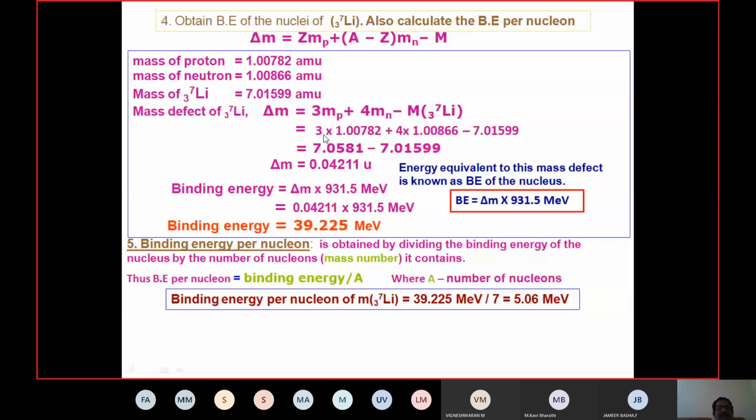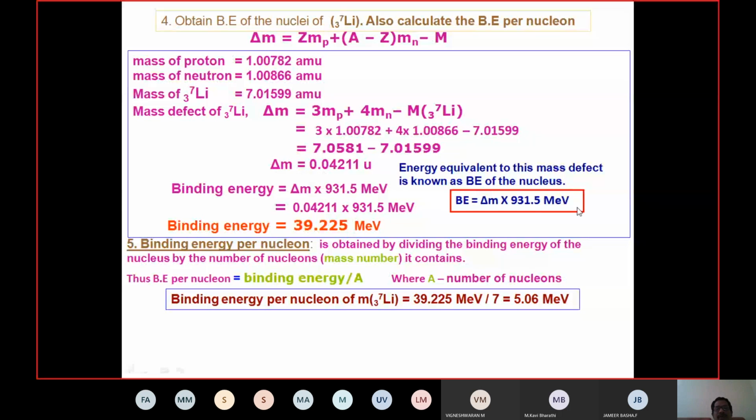So we substitute: 3 times the mass of proton, 1.00782, plus 4 times the mass of neutron, minus the whole mass of the lithium. If you multiply and add, it comes to 7.0581 minus 7.0159 for the whole mass of lithium. So what is the difference? The difference del m is equal to 0.04211. So the loss of mass, that is the mass defect del m, is 0.04211 atomic mass unit.